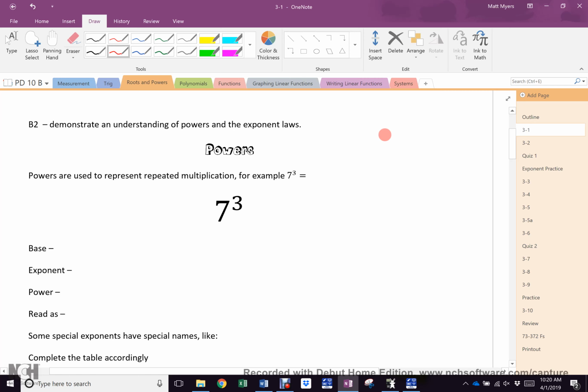Okay. Powers are used to represent repeated multiplication. Please highlight, underline, put a cloud around it. I don't care what you do, but please understand that it is repeated. I know that you know that 7 to the third means 7 times 7 times 7, which is 343.